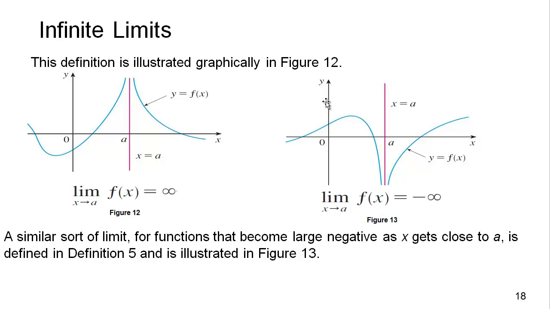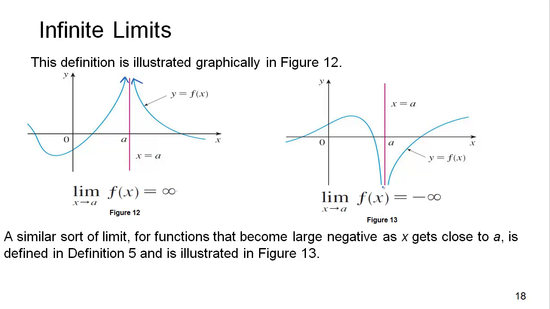The picture on the left, figure 12, you can obviously see that as we approach a from both sides, the function is going up, right? It's getting taller. And so we are to assume that these just keep going, and they're getting asymptotically close to this vertical asymptote, and they basically just blow up to infinity.